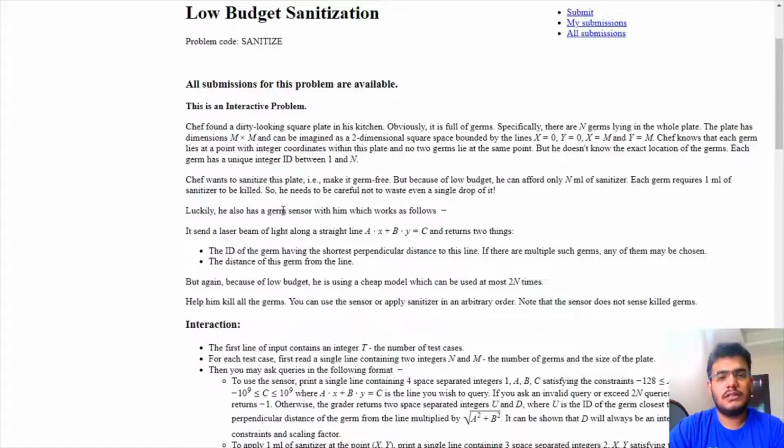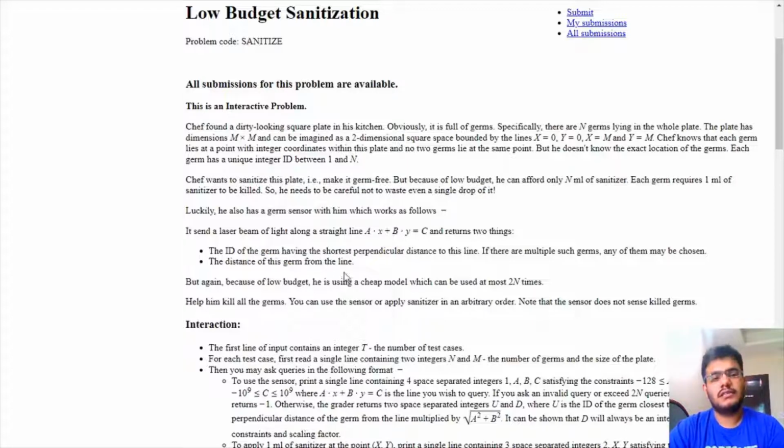Luckily, he also has a germ sensor with him which works as follows. It sends a laser beam of light along the straight line ax + by = c and returns two things: the ID of the germ having the shortest perpendicular distance to this line. If there are multiple such germs, any of them may be chosen. And the distance of this germ from the line.